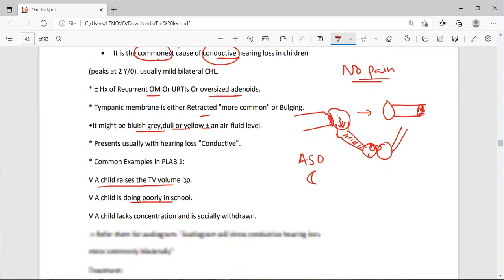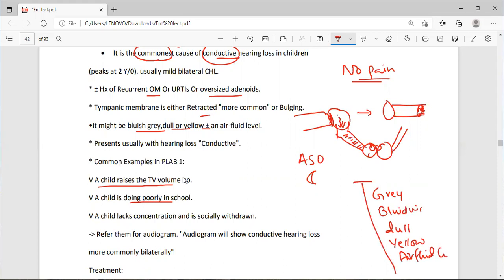So what we have to remember is the tympanic membrane will be grayish, bluish, bluish gray, or gray bluish, or dull, or yellow. These can all be given as clinical findings in PLAB questions, plus or minus an air fluid level. There may or may not be an air fluid level, okay? Or they can give you a picture as well.